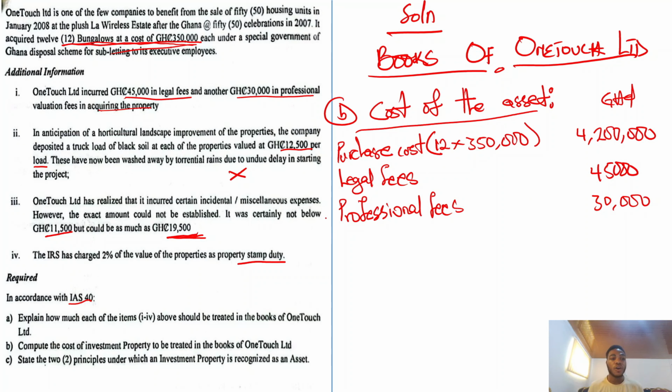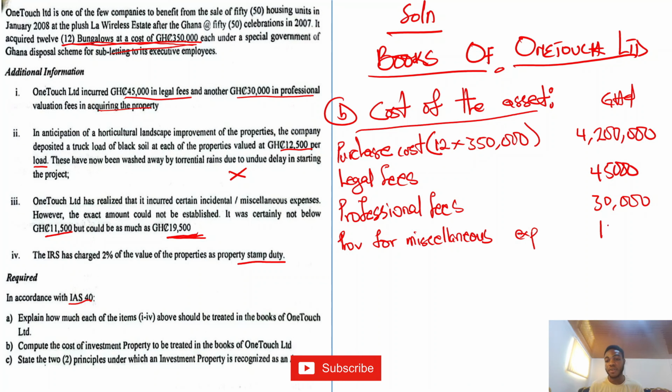All right. Now, we know we are not including this. Why? Because it's not a direct attributable cost. It's a startup cost. We are not going to include that. Then we are also going to make a provision for the miscellaneous expenses. And how much did we agree on? 19,500. They gave us a range and we are obviously going with a higher amount.